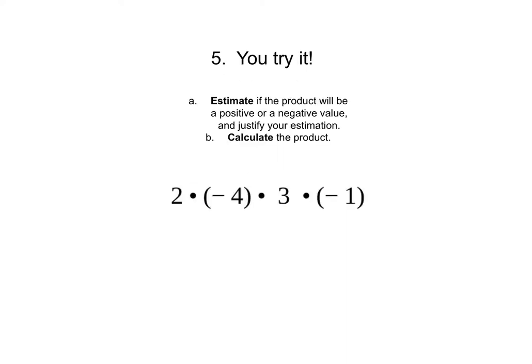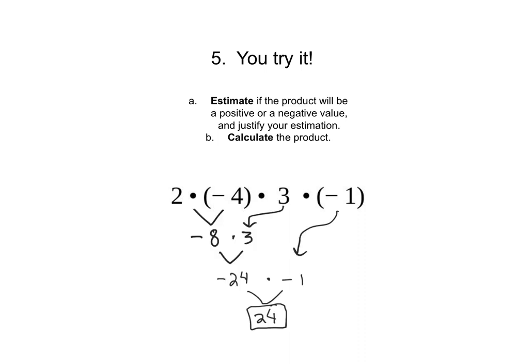All right, last one. Go ahead and try this. First, I want you to estimate if the product will be a positive or negative value and justify your estimation, and then go ahead and calculate that product. So when I was doing my estimation, I counted and I saw 1, 2 negatives. So I know if there's an even number of negatives, it's going to be a positive number. And then I just started my calculation. So 2 times -4 brought me down to -8. Drop down my 3. -8 times 3 was -24. Drop down that -1. -24 times -1 is a positive 24.